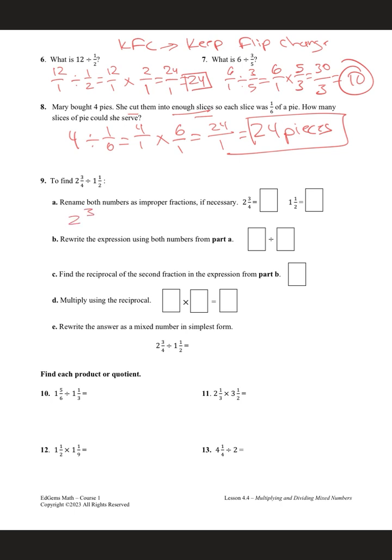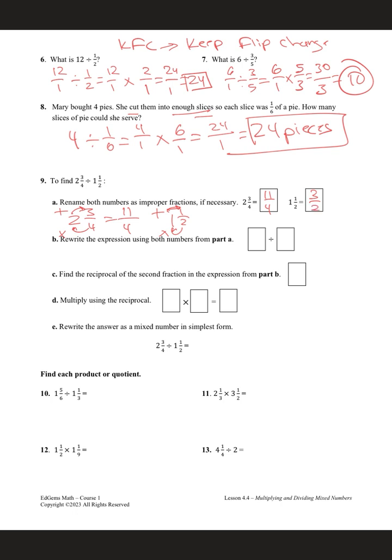So we've got 2 3/4. We're going to multiply 4 times 2, which is 8. And then 8 plus 3 is 11. And the denominator stays the same. So this is 11/4. Then we're going to do the same thing with 1 1/2. Let me write this a little bit smaller so I've got a little more room to write. So 1 times 2 is 2. And then 2 plus 1 is 3. So it's going to be 3/2.